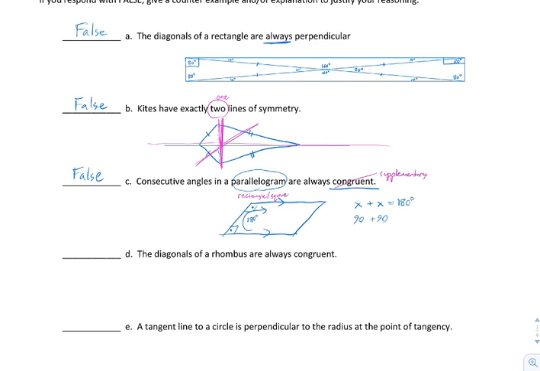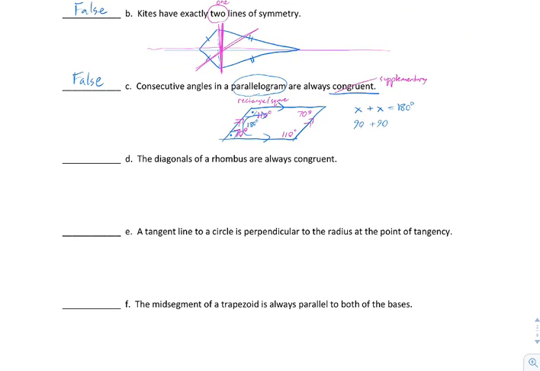And you could make up some numbers here. You could say this is 70 degrees, so then that would make this 110. This would be 70 because opposite angles are congruent. This would also be 110. So there's an example of a parallelogram where the consecutive angles are not congruent.